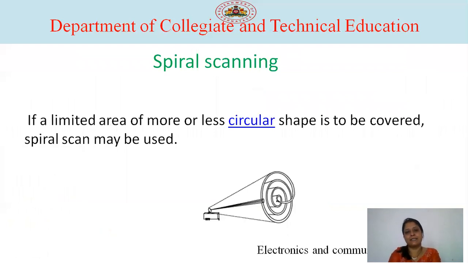Next is the spiral scanning. If we want to cover a limited area or a more or less circular shape, then that particular spiral scanning is used. From this diagram you can make out, it will start from the center and it is rotated circularly to cover that circular region. That type of scanning is called the spiral scanning. This is also one of the methods.